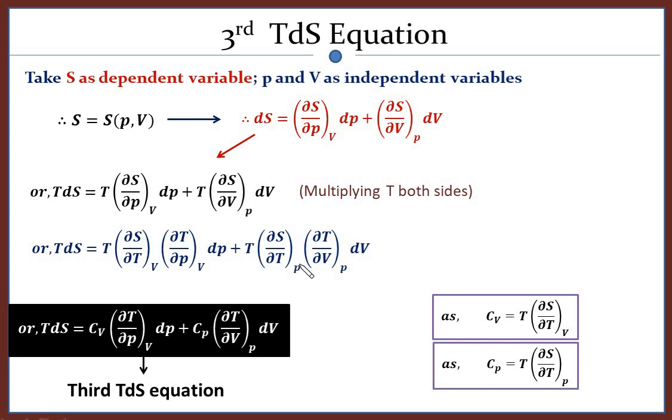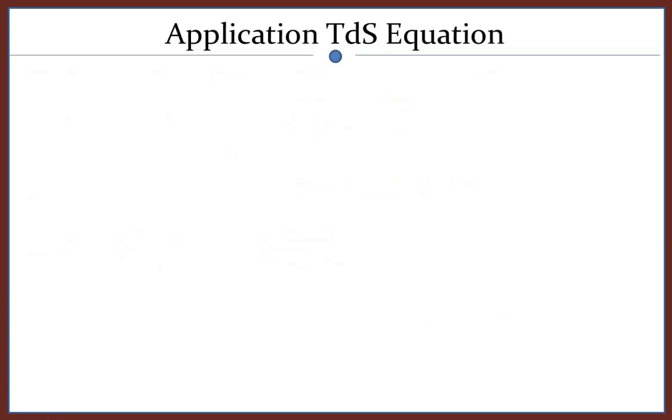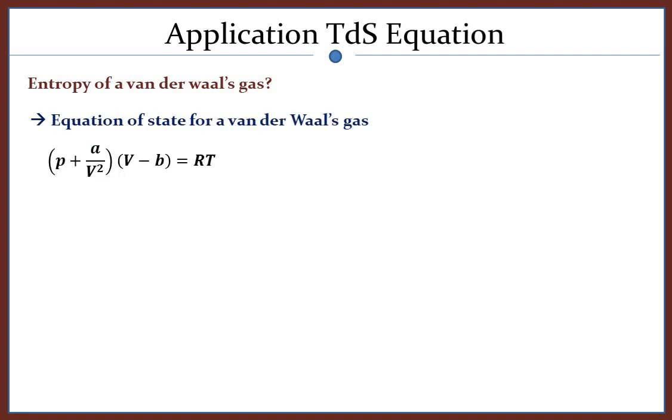So we have derived all these three equations. Let's try to see some of its application. We will try to calculate the entropy of a van der Waals gas. Now entropy we cannot directly measure, so we will take the help of the TdS equation in order to calculate the entropy. The equation of state for a van der Waals gas says that (P plus a/V^2) multiplied by (V minus b) is equal to RT.